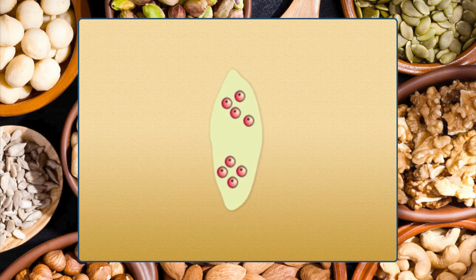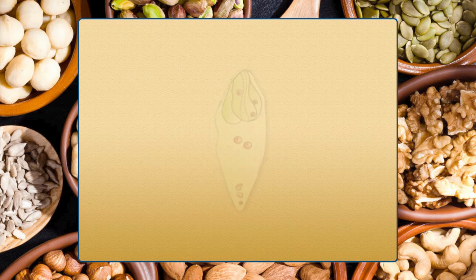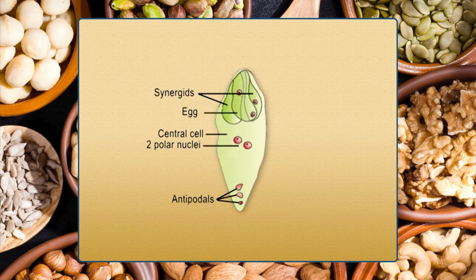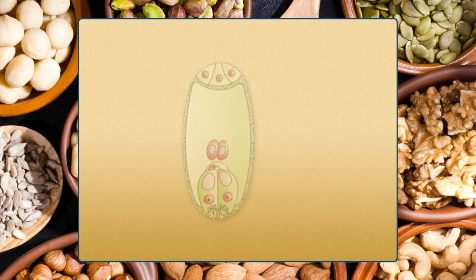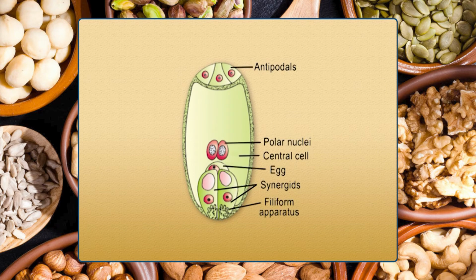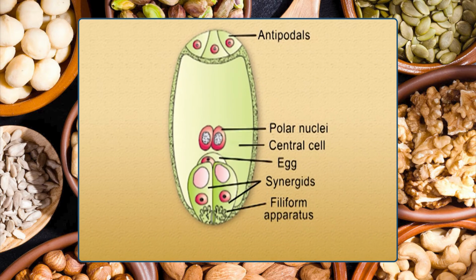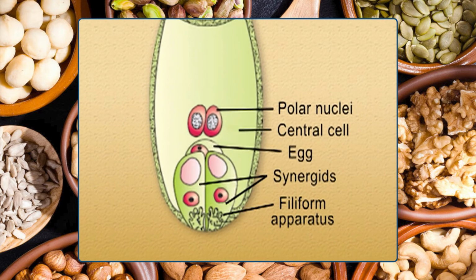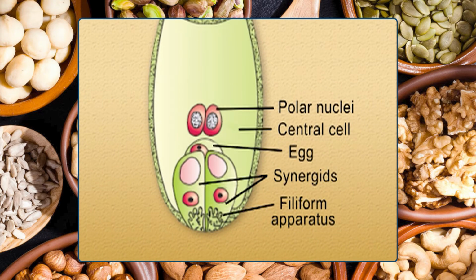The nucleus within the functional megaspore undergoes 3 successive divisions to form 8 nuclei. These 8 nuclei are arranged as 3 antipodal cells at the chalazal end, 2 central polar nuclei, 1 egg cell with 2 synergids at the micropylar end. The synergids have special cellular thickenings at the micropylar tip called filiform apparatus, which play an important role in guiding the pollen tubes into the synergid.